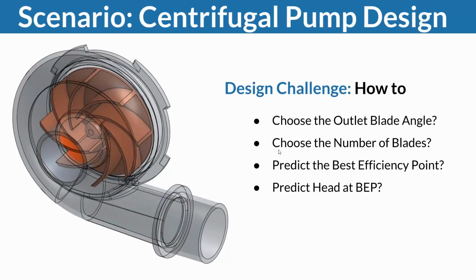I found a nice paper that covers that, and it's an active area of research: how many blades do I want my impeller to have, and how does it affect the performance characteristics of a pump? Last but not least, we're going to look at how to plot the classical performance curves of a pump, so efficiency over flow rate, and to predict the best efficiency point, where it is, and what my pump head is at the best efficiency point.